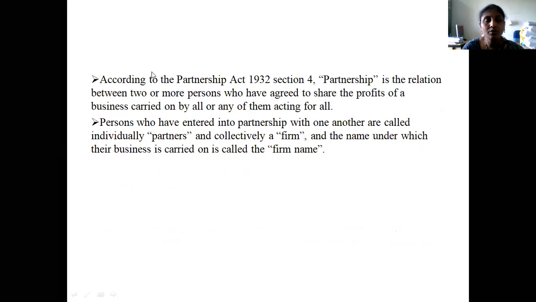Next, so we are having the Partnership Act 1932, Section 4. So according to this Partnership Act 1932 and Section 4, remember this. So how are they defining that partnership? It is a relation between two or more persons.